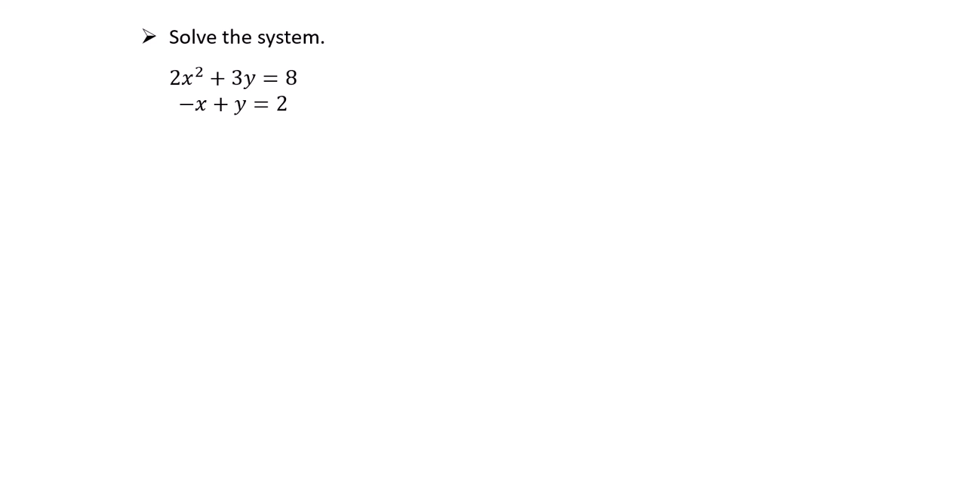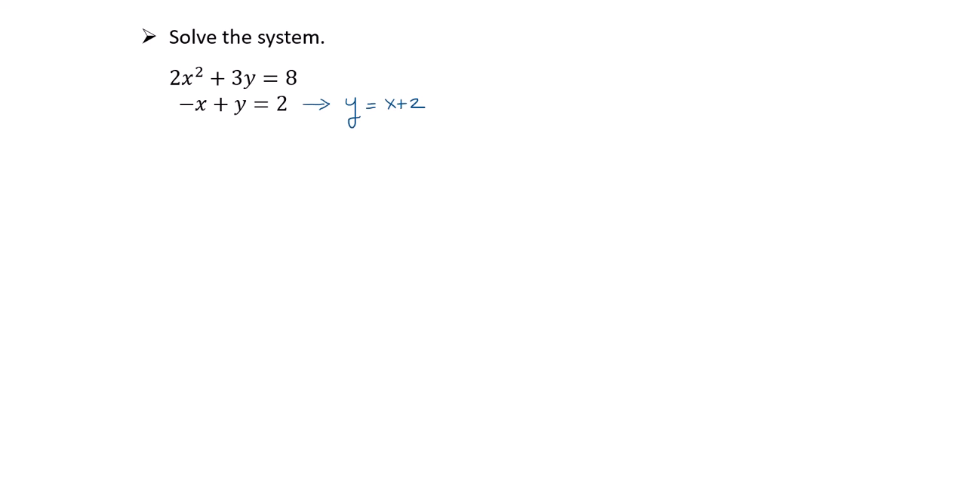Let's solve this system. 2x squared plus 3y equals 8 and negative x plus y equals 2. With substitution, we'll go ahead and solve. Let's solve the second equation that is linear. I'm going to solve it for y. y equals x plus 2. Now that we have that, we can substitute into the other equation to be able to solve for a variable.